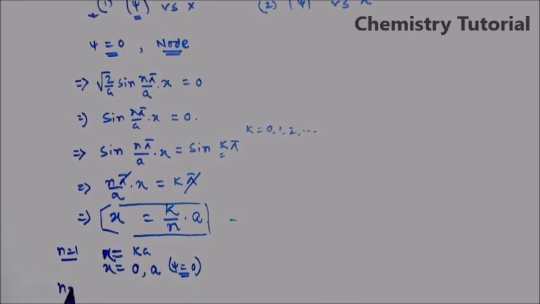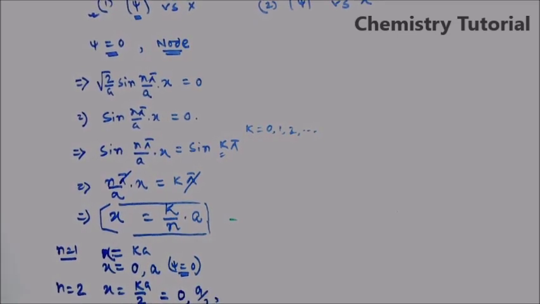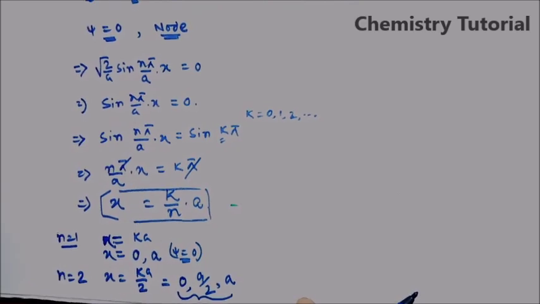When n equal to 2, x equal to ka by 2. That is, when k equal to 0, x equal to 0. When k equal to 1, x equal to a by 2, and when k equal to 2, then x equal to a. These are the 3 points where the wave function will be 0.